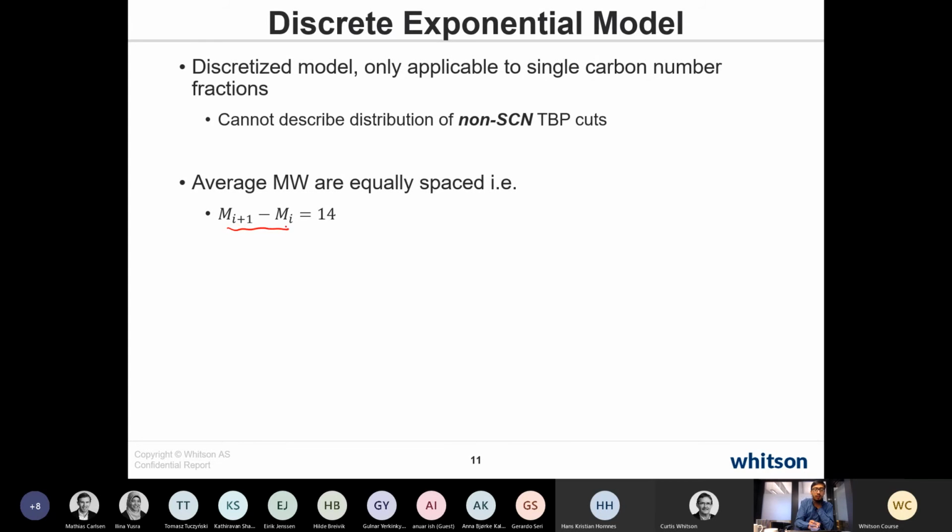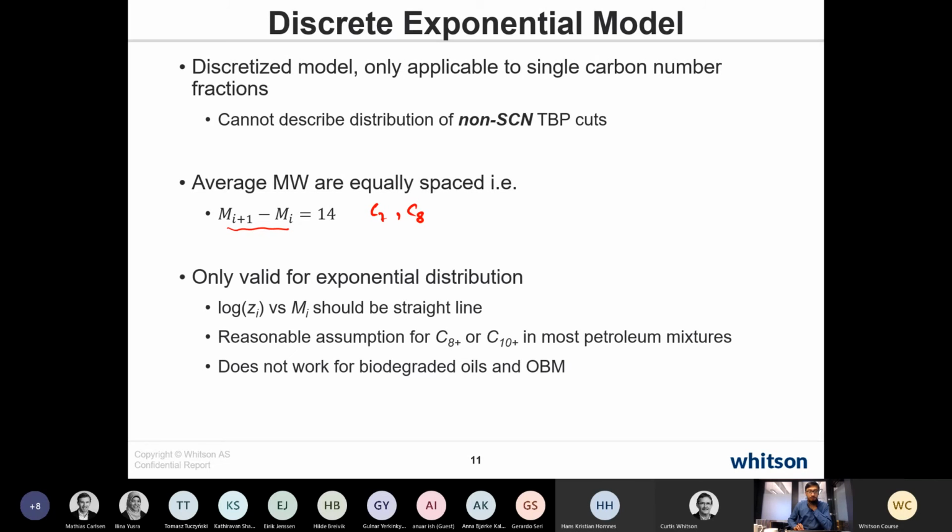The other limitation of the discrete exponential model is that the difference between the consecutive component molecular weights, I plus 1 and I, should always be 14. So if we have a component C7 and C8, then the difference between the molecular weight of these two components should always be 14, which may not necessarily be the case in real life.